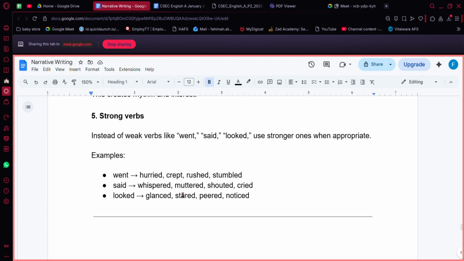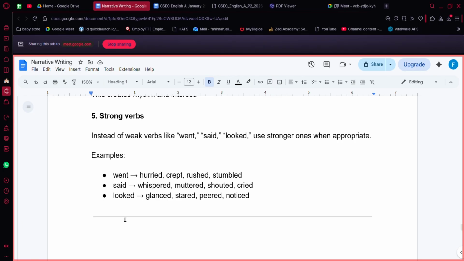Don't say, "She said this, he said this, they said this." Describe how they said it. So whispered, muttered, shouted. Don't say, "She looked through the window." Maybe she glanced through the window, or she peered through the window. So use strong verbs in your story to describe how different actions are being done. This way you could describe the events in your story without writing the words "went and said and looked" and taking up space by that.